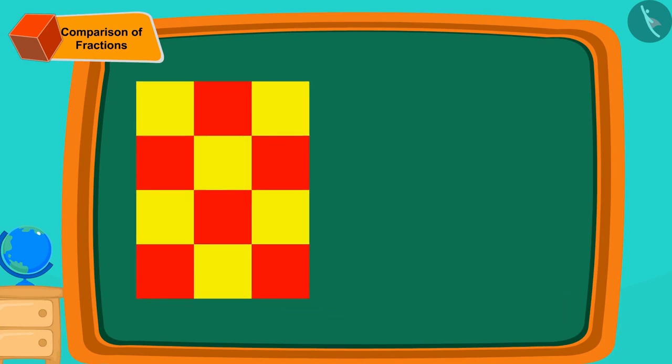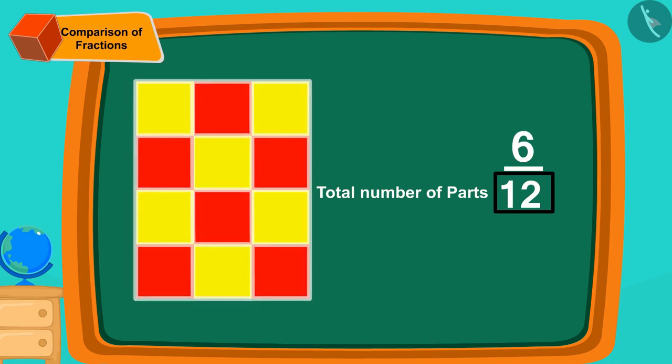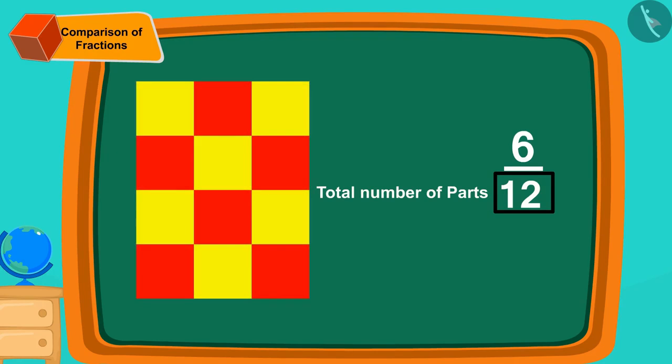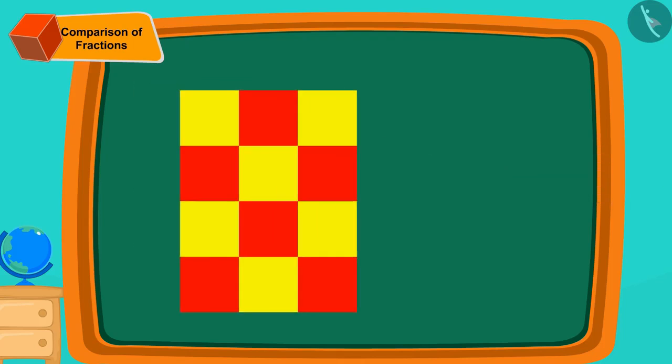Let us write it as a fraction. Yellow colored sections are 6/12 of the design. Children, you remember, right? The number 12 tells us that our total cloth is divided into 12 equal parts. And 6 tells us how many parts of it are yellow.